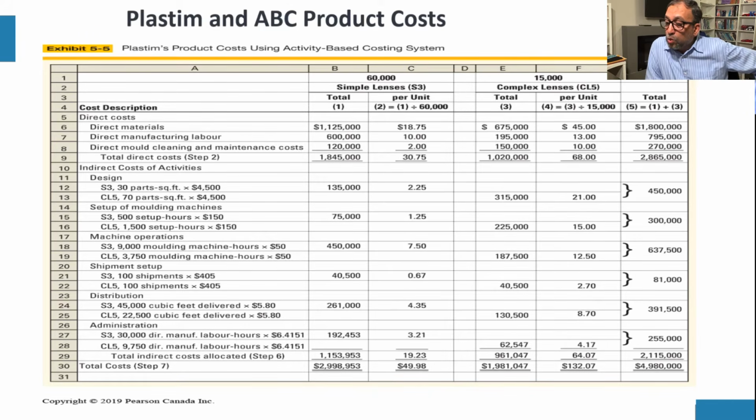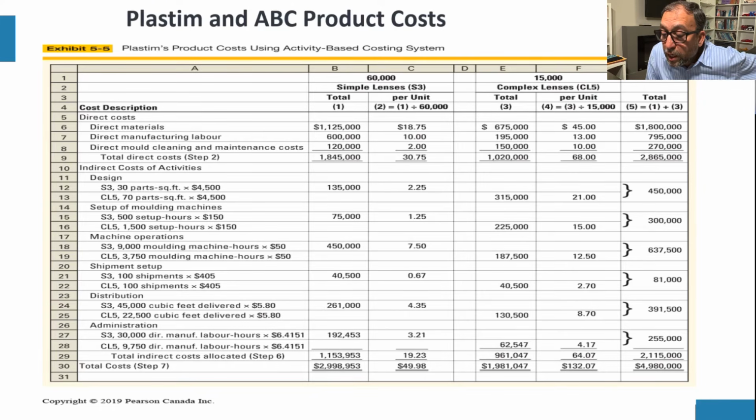As we mentioned, there are three possibilities for how we can improve the costing. One is to take out as much as possible the direct costs from the pool of indirect costs. So we take it out this way. The rest of the things we divide based on the activities. So this is the total direct cost for both the lenses: 1,845 thousand and 1,020,000 for complex lenses. We then apply based on information how much design we apply for the simple lens and for the complex lens.